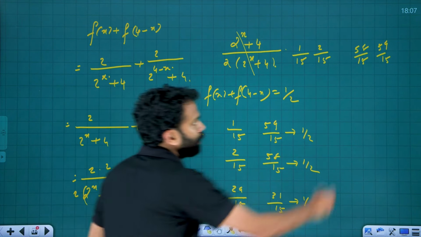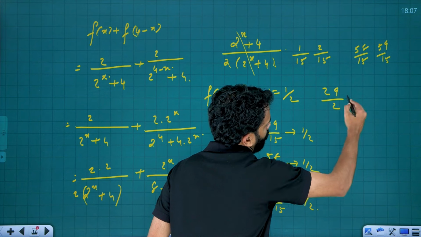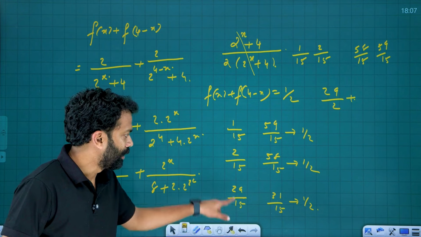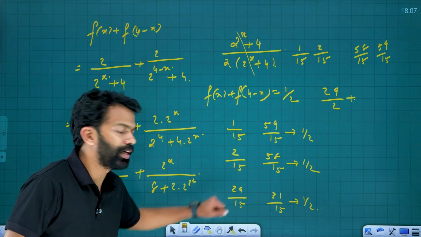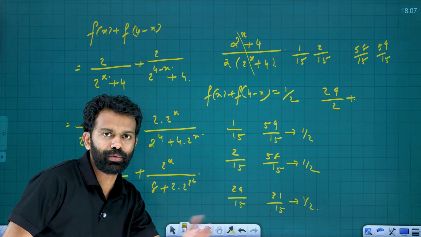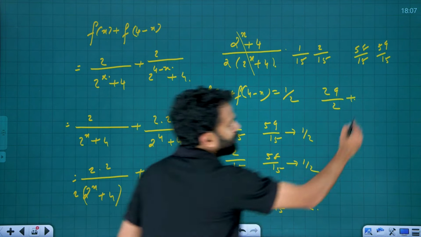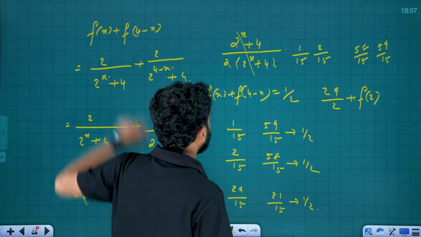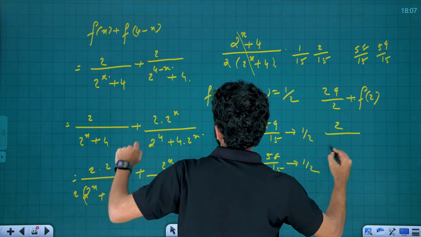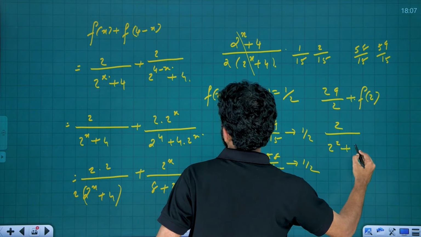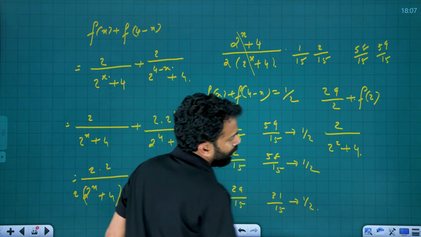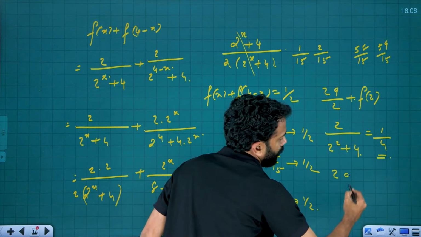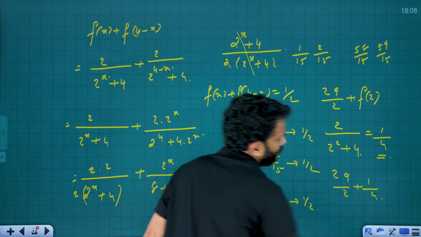So, total sum is what? 29 by 2. Plus there is one term which is missing. Which is that term? The next term is 30 by 15. So, what is 30 by 15? That is f of 2. And what is f of 2? This is f of x, right? F of 2 is 2 by 2 squared plus 4, that is 2 by 8, that is 1 by 4. So, the net result will be 29 by 2 plus 1 by 4.